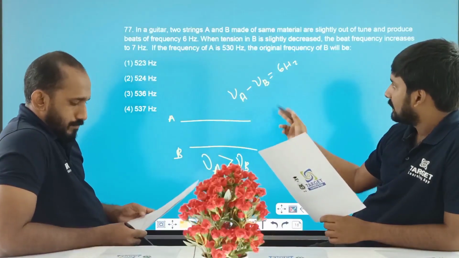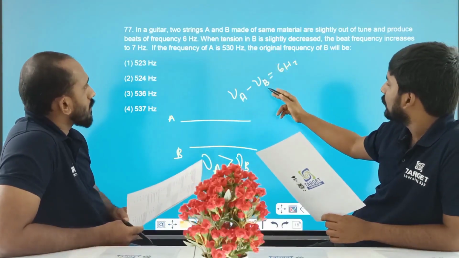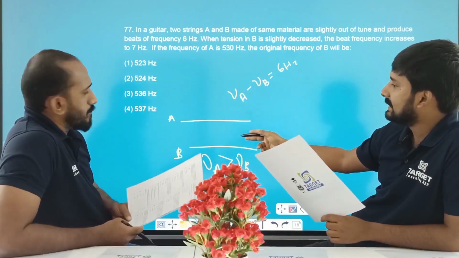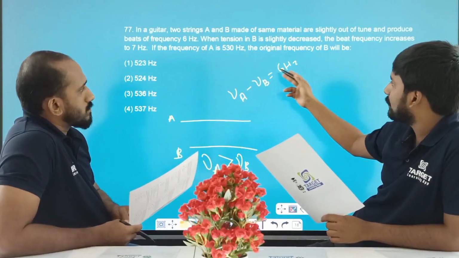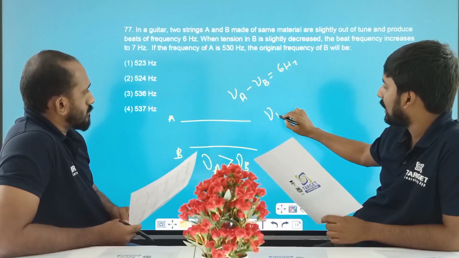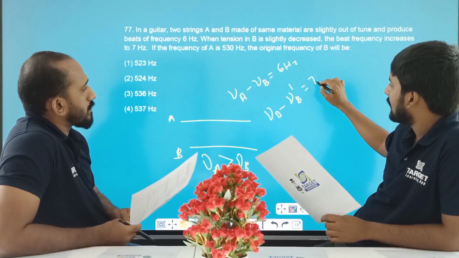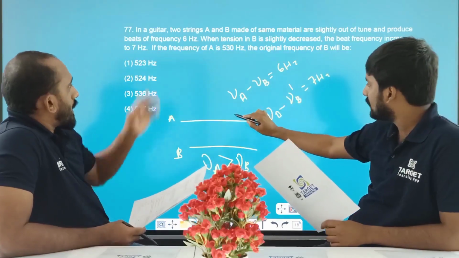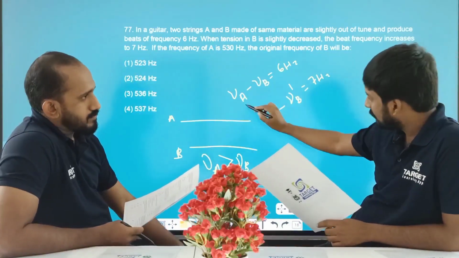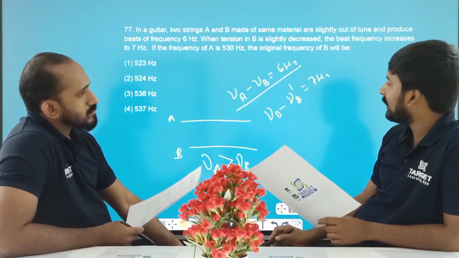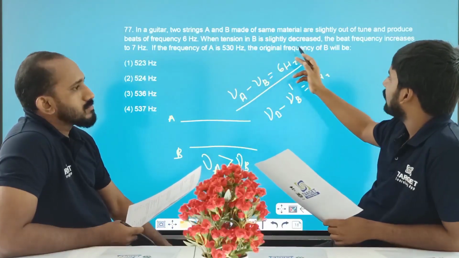From that idea, in the second case, when the tension of B is reduced, the beat frequency becomes 7 Hz. So we can write nu A minus nu B dash becomes 7 Hz. And nu A is given as 530. From this expression only we can find the value of nu B.